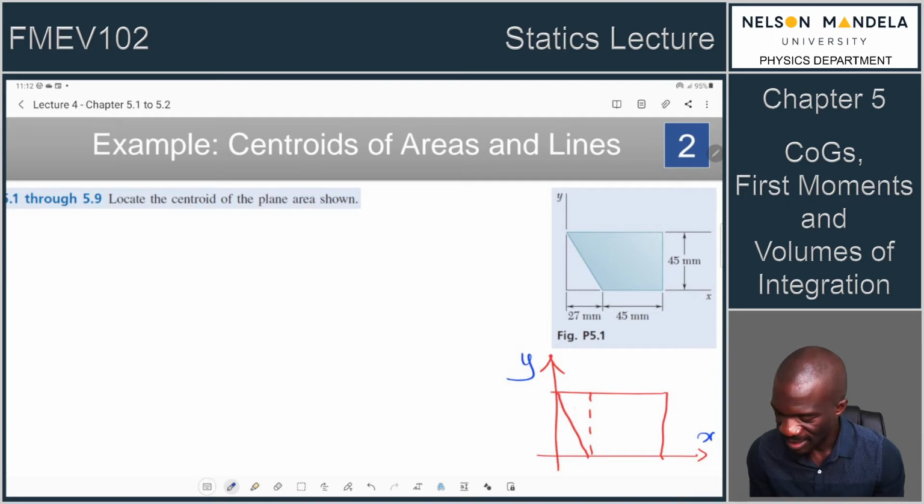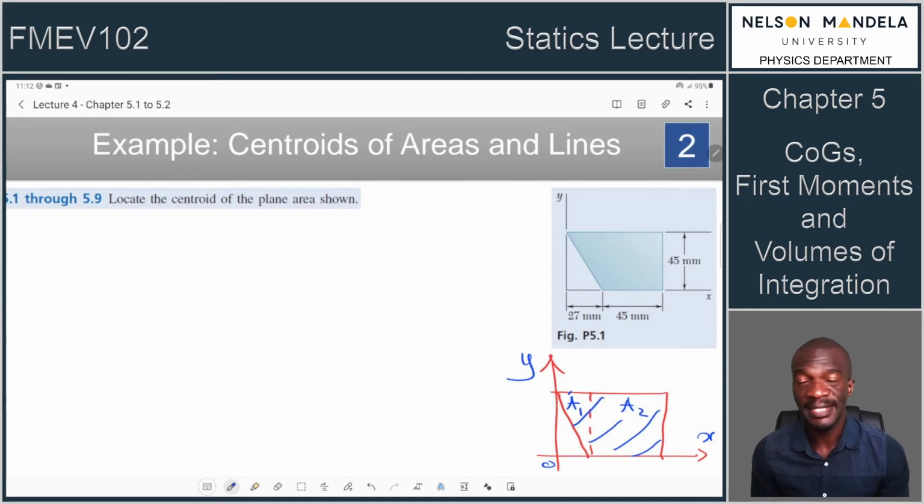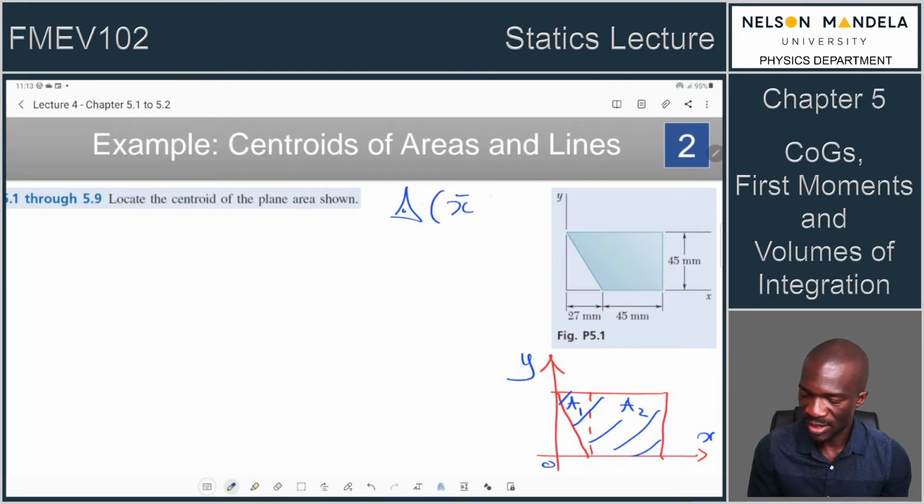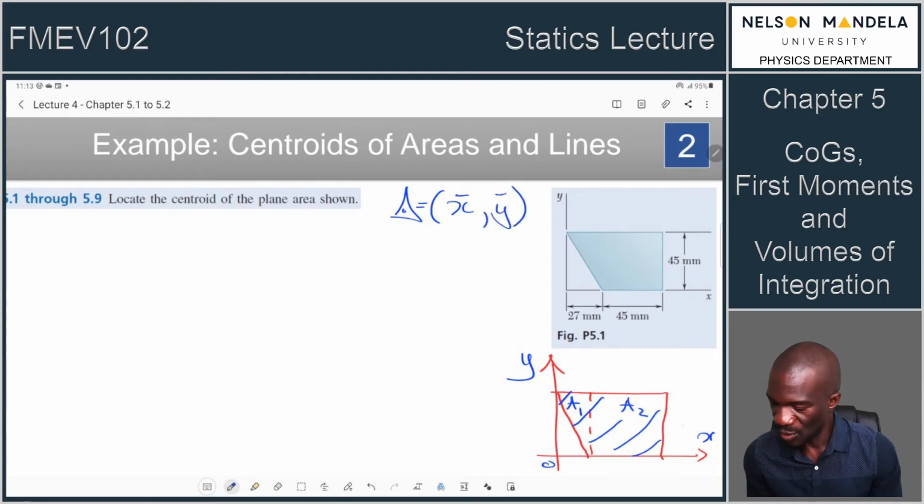So let's just do rectangle plus a triangle and call this area 1, call this area 2, and this is our origin O. So this is where we have material. For us to locate the centroid, by the way, back in the day we would write the centroid with that sign, so it would be centroid is equal to x bar, y bar. But no big deal. On this side we have some height, let's call that h. On this side we have two lengths, so let's call this L1, then we have L2.